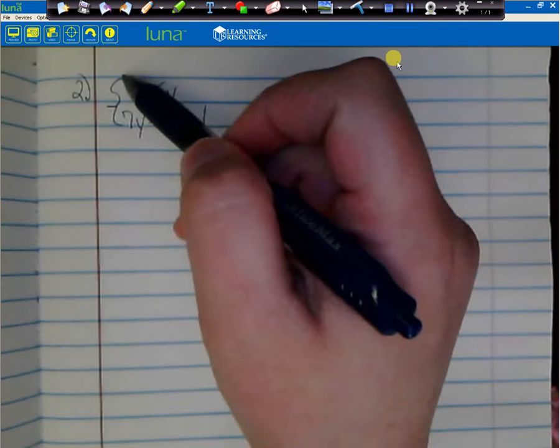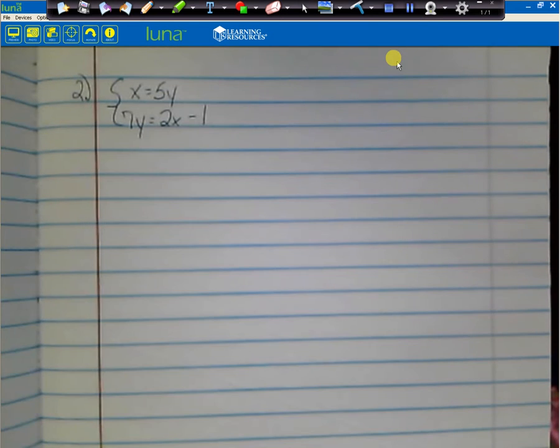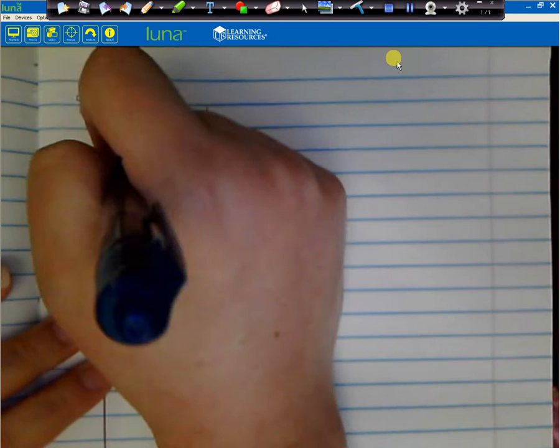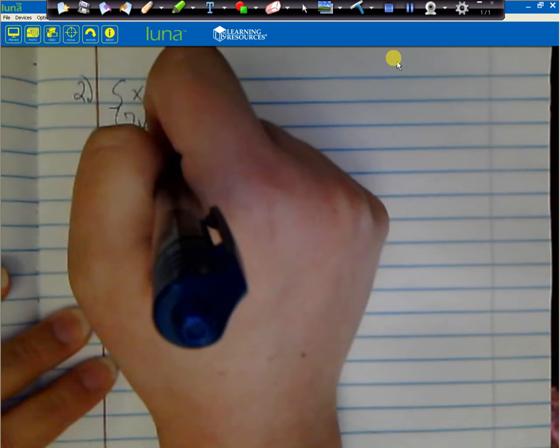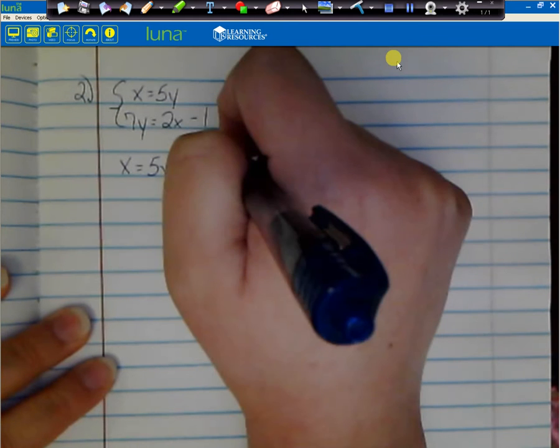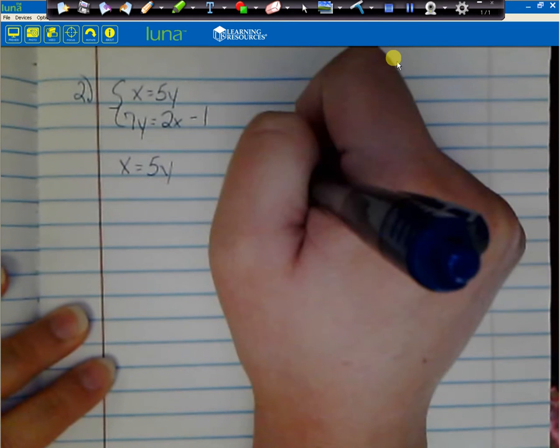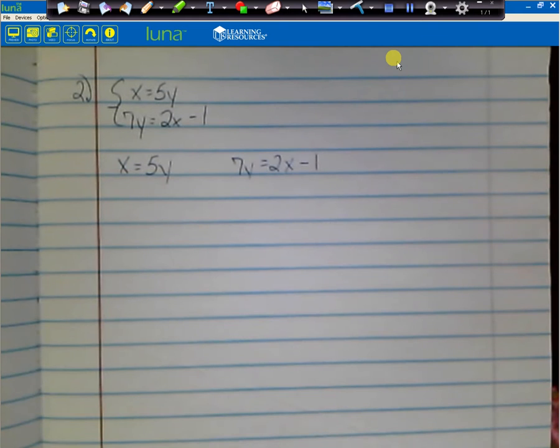Again, this is just a bracket showing that these two equations are together in a system of equations. On the top we have x equals 5y, and on the bottom we have 7y equals 2x minus 1. Again, our first step is to write these side by side, so I'm going to say x equals 5y, and on this side 7y equals 2x minus 1.